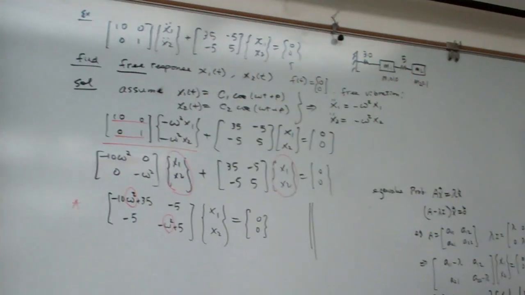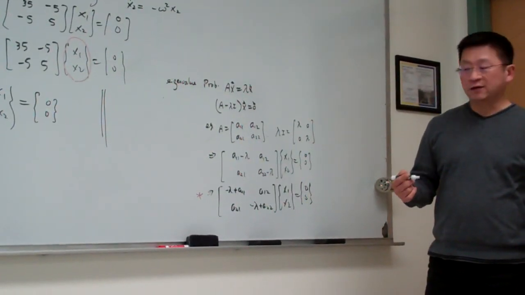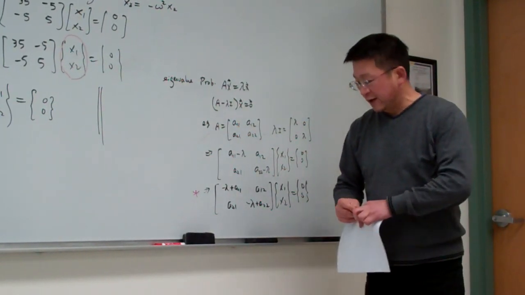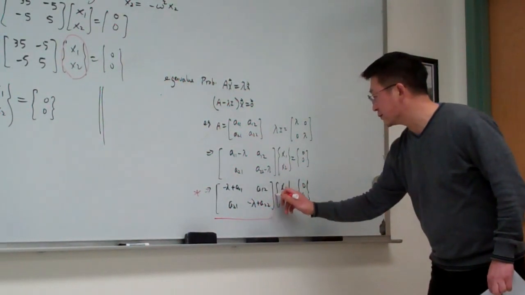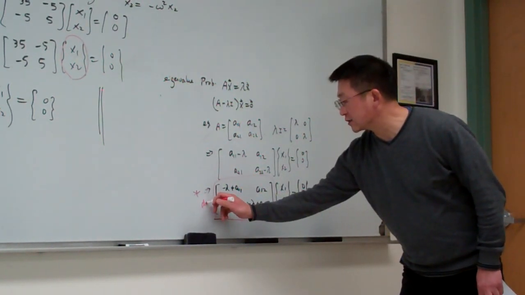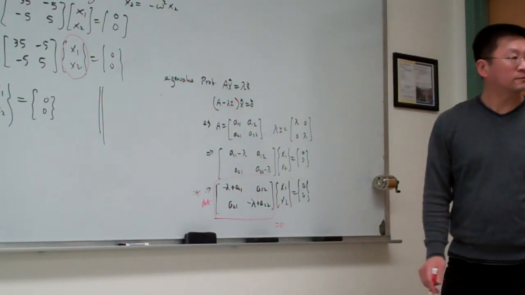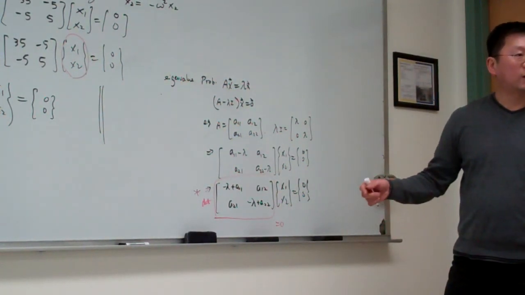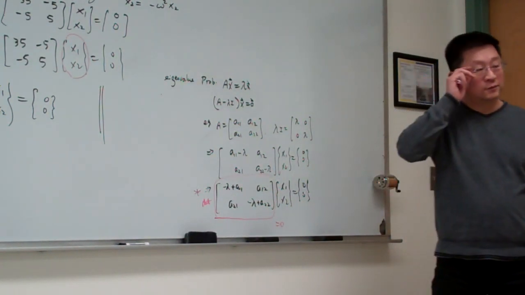If you remember our eigenvalue problems, the first step is to solve for the eigenvalues. How to solve for the eigenvalues? We simply take this matrix and set the determinant of this matrix equal to 0. Right? So that is what we did last time.